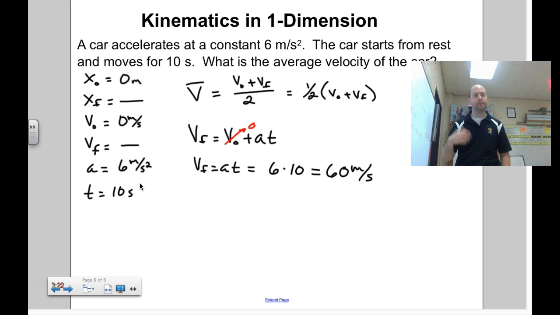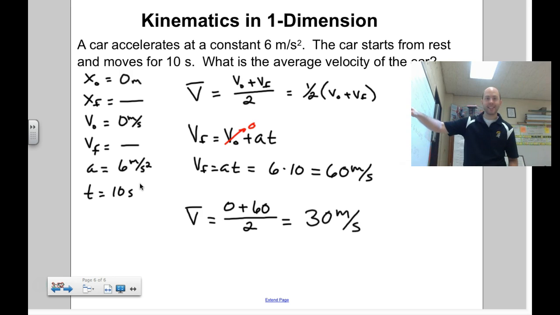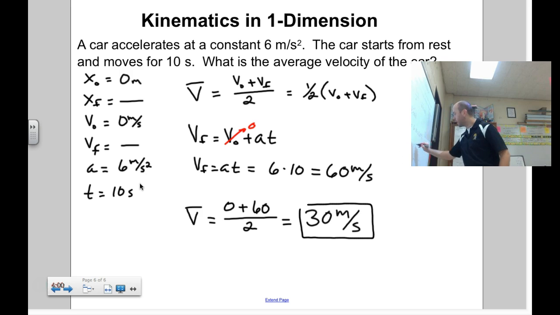Now that I have VF and I have V naught, I can easily find the average velocity. Again, average velocity, I wrote it above, is V naught, which is 0, plus VF, which is 60, divided by 2. So, you can do this in your head. 0 plus 60 divided by 2. Your average velocity is 30 meters per second. 6 is 1 sig fig, 10 is 1 sig fig, 30 is 1 sig fig. So it works out. And there you go.